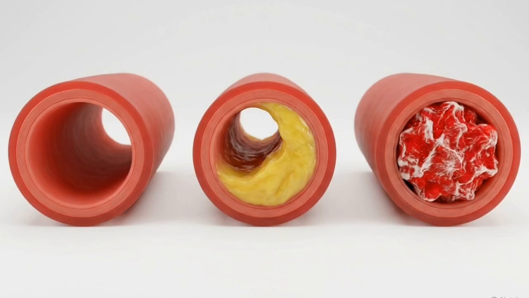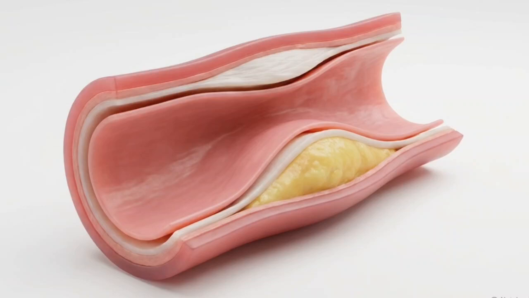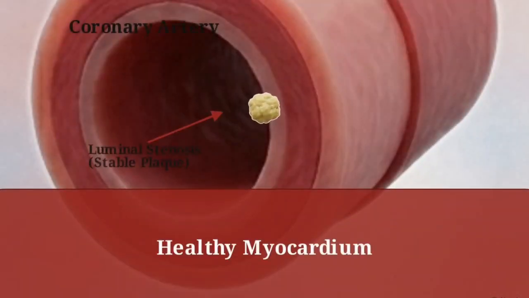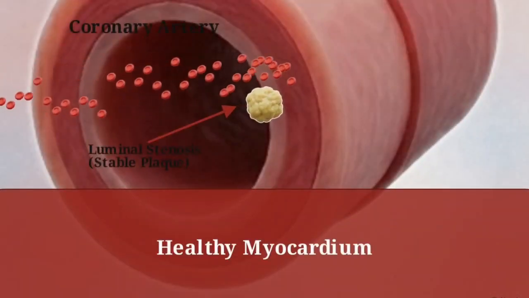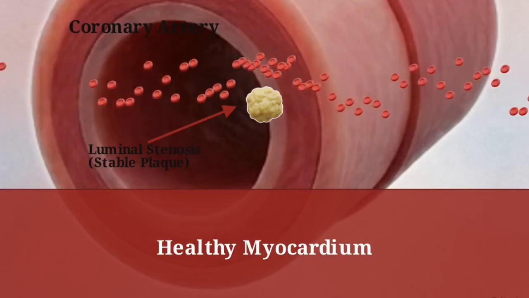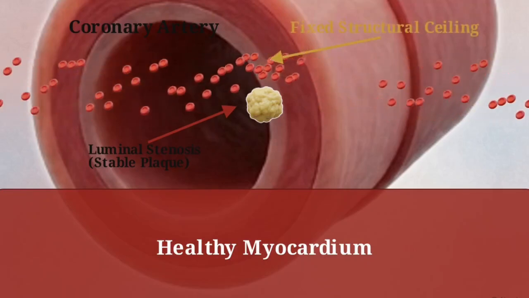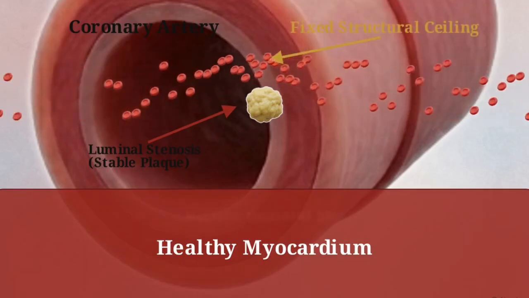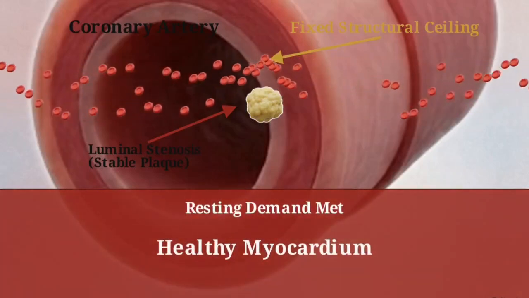A stable atherosclerotic plaque is characterized by a thick, protective fibrous cap covering its lipid core. In this cross-section, the stable plaque physically narrows the arterial lumen. This structural bottleneck creates a fixed mechanical ceiling on oxygen delivery. During rest, this reduced flow is sufficient to meet the metabolic requirements of the healthy myocardium downstream.